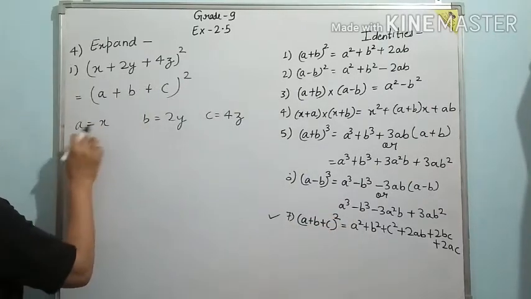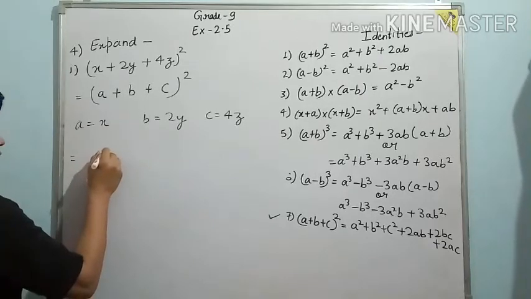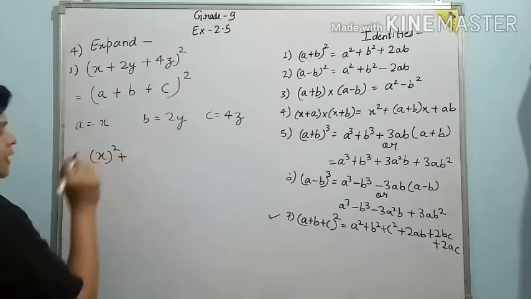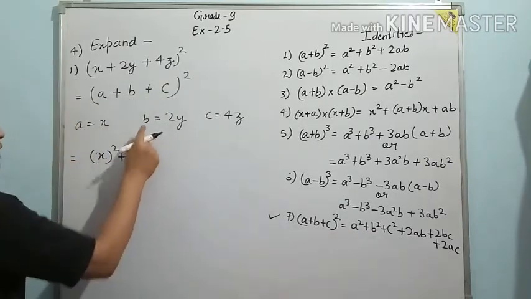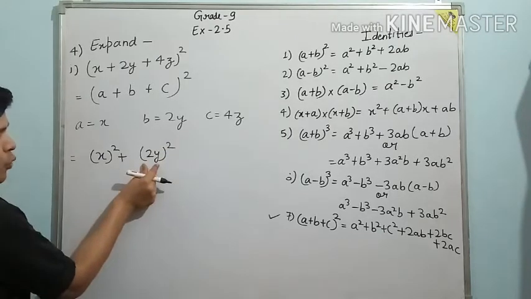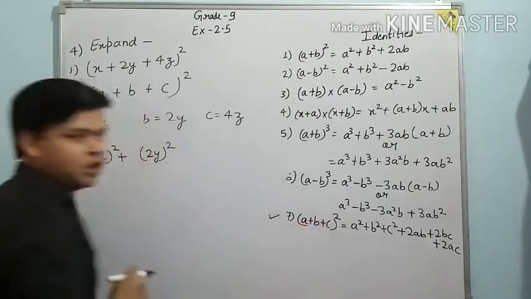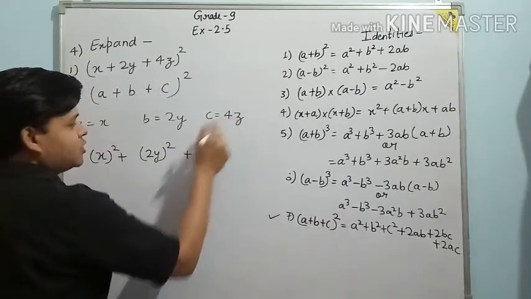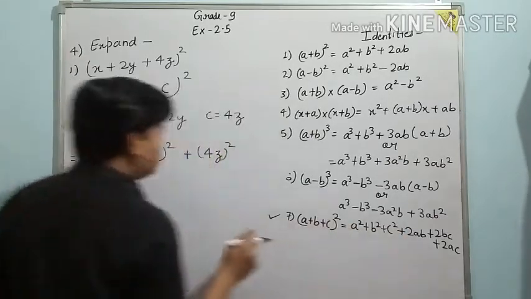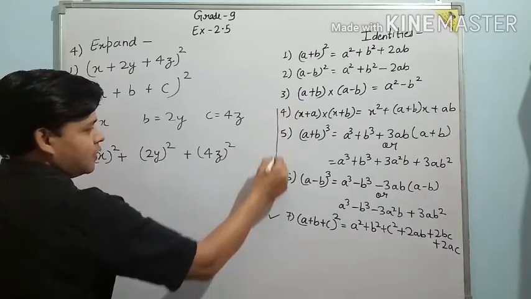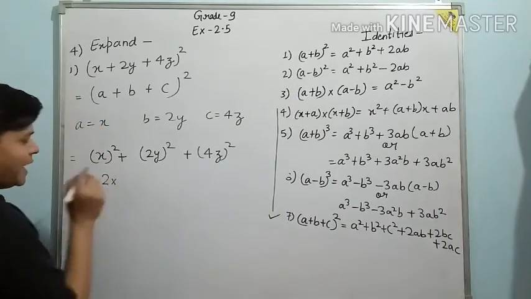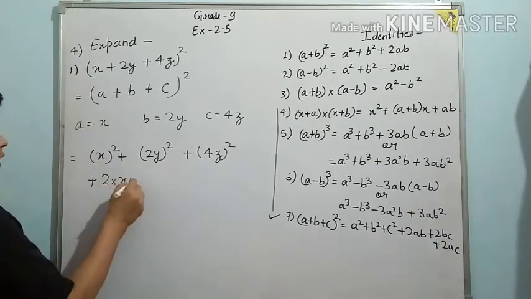Right? Now start to write that a plus b plus c square is equal to a square. So what is a? a is x. So we write here x square plus b square. So what is b? b is 2y. That means in place of b I have written here 2y, then square. Similarly we have c square. So what is c? c is 4z. So 4z and square, then plus 2ab. Because of lack of space I am writing here. So plus 2ab. So 2 multiply a, a is x and b is 2y.